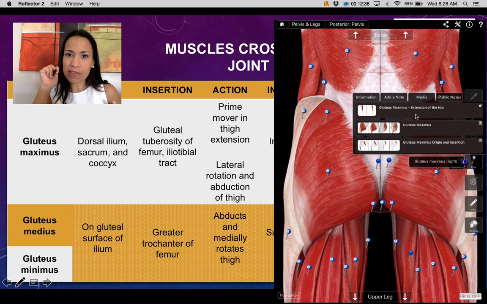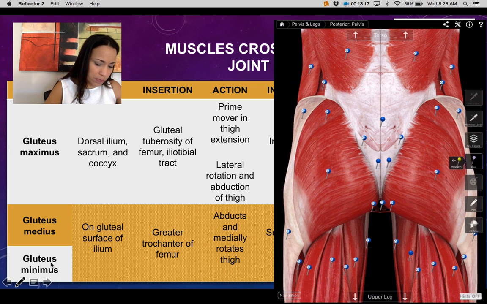The innervation is given by the inferior gluteal nerve. Now we have two gluteal nerves, the superior and the inferior. You would think the superior supplies the gluteus maximus. It's the inferior, okay? It's the only time we're going to mention this nerve in the entire course. The inferior gluteal nerve innervates gluteus maximus. The superior gluteal nerve innervates, as we mentioned last class, tensor fasciae latae, and the other two, gluteus medius and minimus.